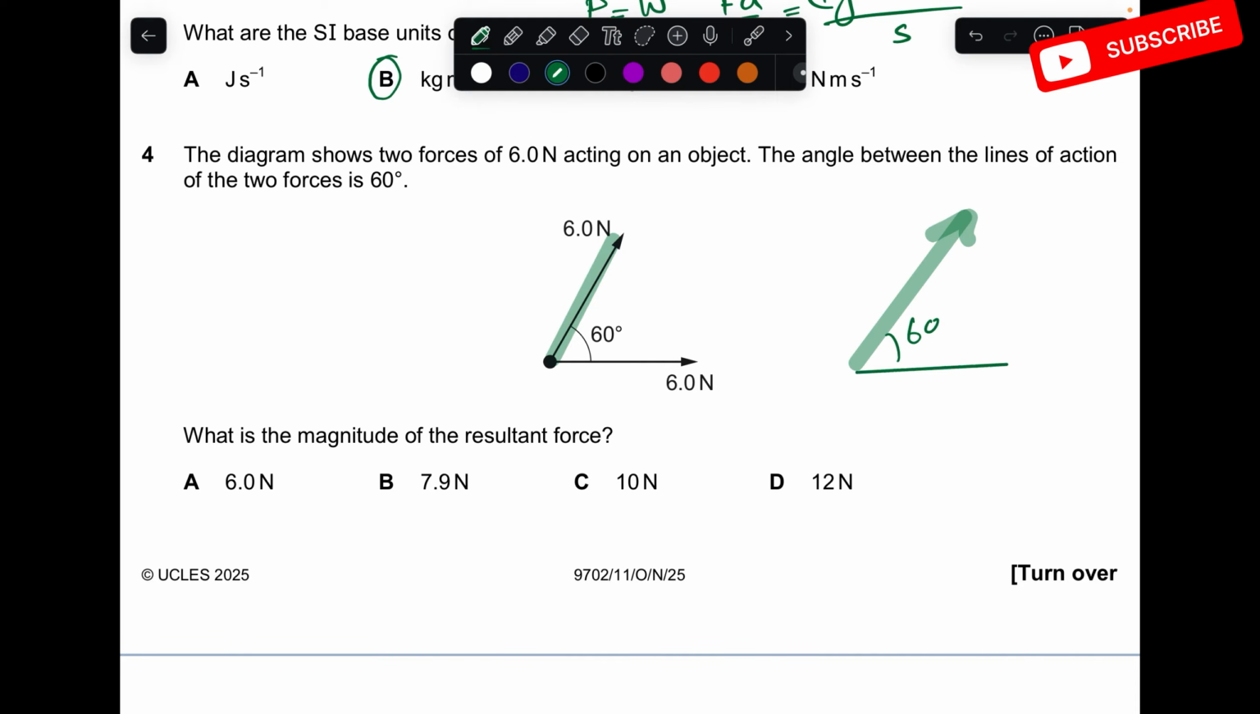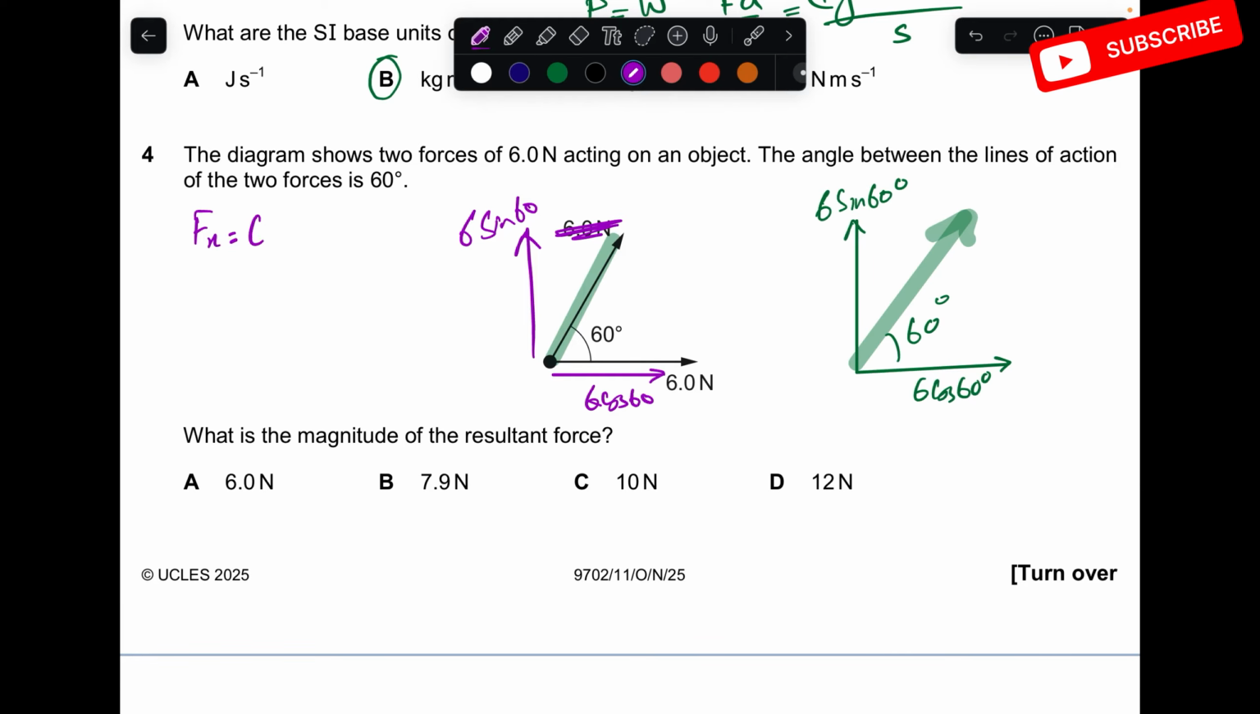This component will be 6 cos of 60 degree, and this component will be 6 sine of 60 degree. So this can be resolved into two components. One component is here, 6 cos of 60, and one is there, 6 sine of 60. Now you can ignore this one because we have resolved it into components. So for the horizontal total force Fx, you have 6 cos of 60 plus 6. For the vertical force, you have 6 sine of 60.